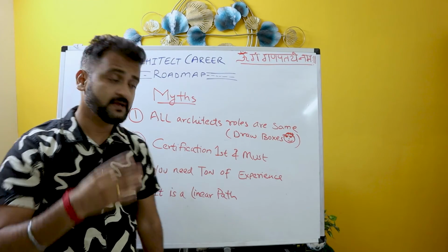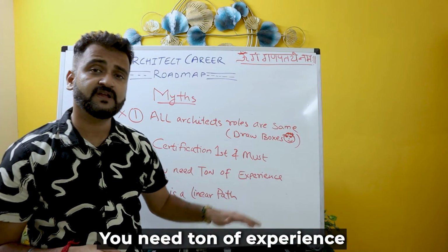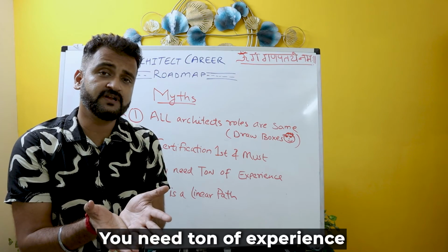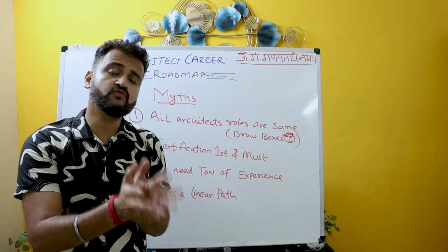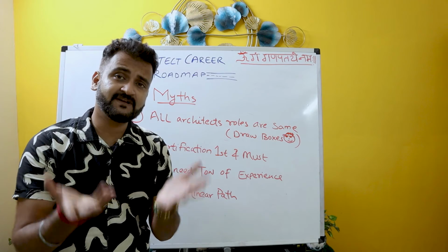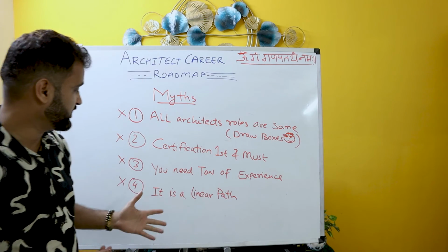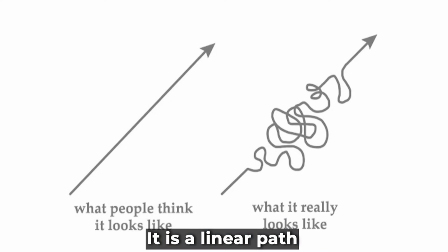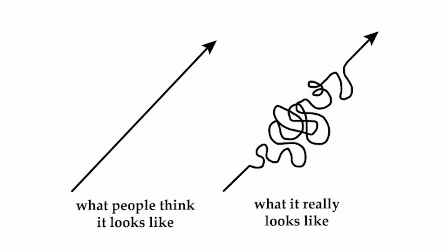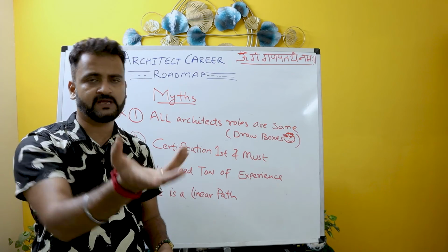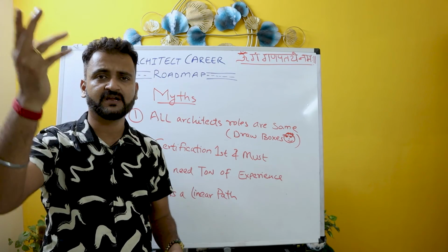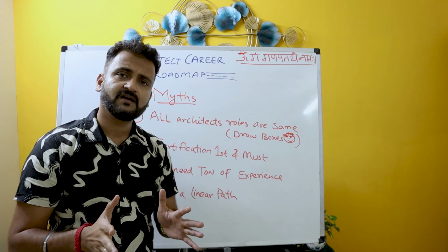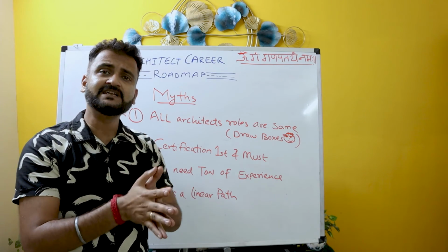So number 3, you need a ton of experience. As I have already shown, people can move to an architect role at 5 to 7 years of experience as well. So it is also a myth. And finally, it is a linear path. People think that you will do this, then you will become a network engineer, then you can only become a network architect and solution architect. It's not like that. As I said, it is not a completely linear path.